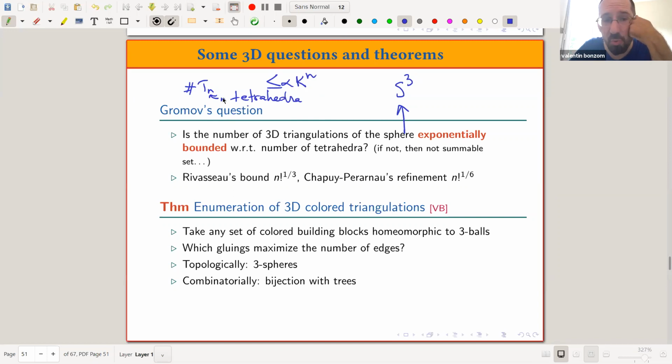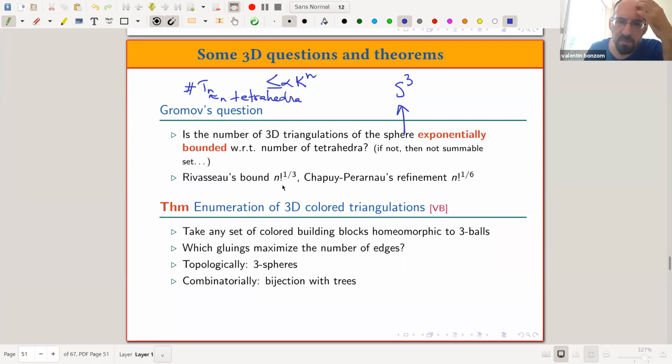If it's true, it means that it's a summable ensemble, because the right-hand side here is a geometric series in n. So you would have a summable ensemble, and it makes sense to consider generating series and partition functions. But if it's not exponentially bounded, then it might not be summable, and then summing over triangulations of the sphere has no sense, no meaning.